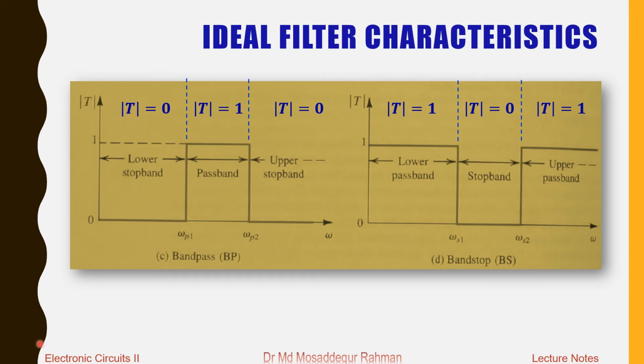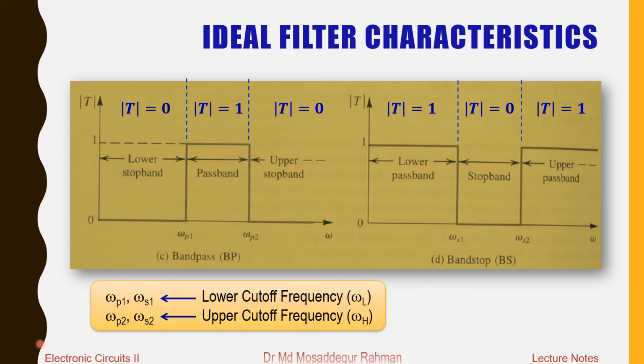Now the frequencies that here are denoted as omega p1, omega p2 for the band pass filter, and omega s1, omega s2 for the band stop filter, these are also known as the cutoff frequencies. Like omega p1 will be lower cutoff frequency, and omega p2 will be upper cutoff frequency. And for the band stop, omega s1 will be lower cutoff frequency, and omega s2 will be the upper cutoff frequency.